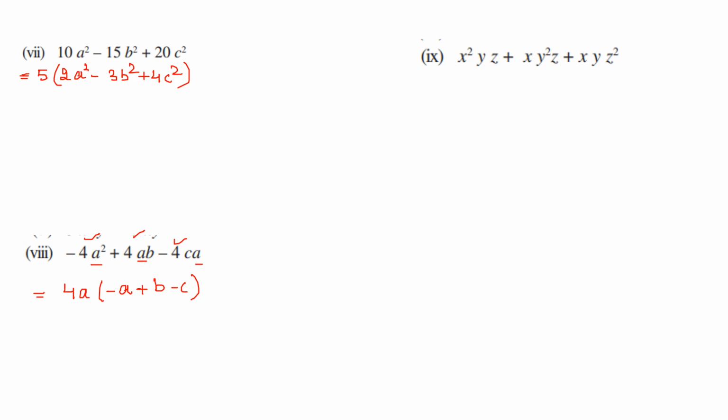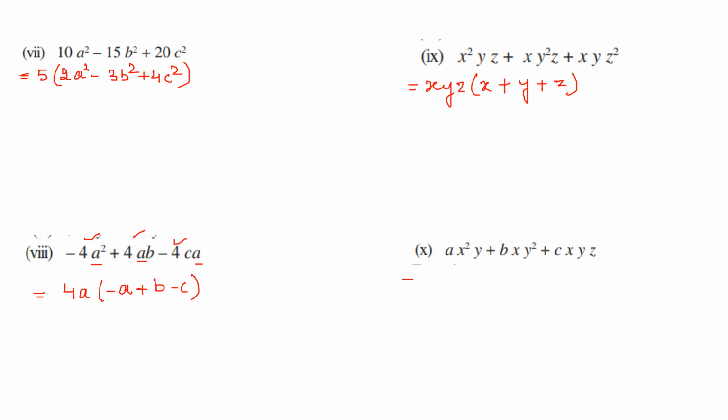Now next is x square yz plus y square z plus xyz square. In all the 3 terms, the variable xyz is present. So the lowest power of the variable you have to take. So lowest power of x is 1, lowest power of y is also 1, lowest power of z is also 1. So the common factor will be xyz. So from the first term, if you take xyz, here is x square, so 1 x will be left out. Second term y square, so 1 y will be left out, and from third term z square, so z will be left out. So this is the factorization.